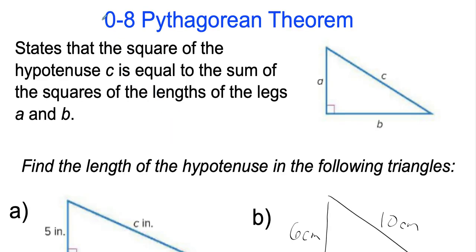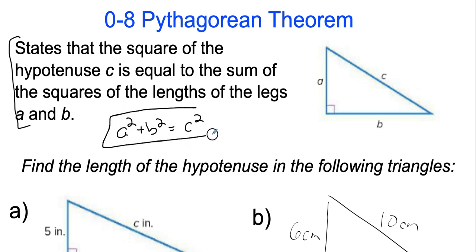All right, so final thing here for the lesson. We got Pythagorean theorem. So this is what Pythagorean theorem says. So it states that the square of the hypotenuse C is equal to the sum of the squares of the lengths of the legs A and B. If you forgot, it is a squared plus b squared equals c squared. That is Pythagorean's theorem. Okay? That's your formula. That should be something that you know off the top of your head real easy.